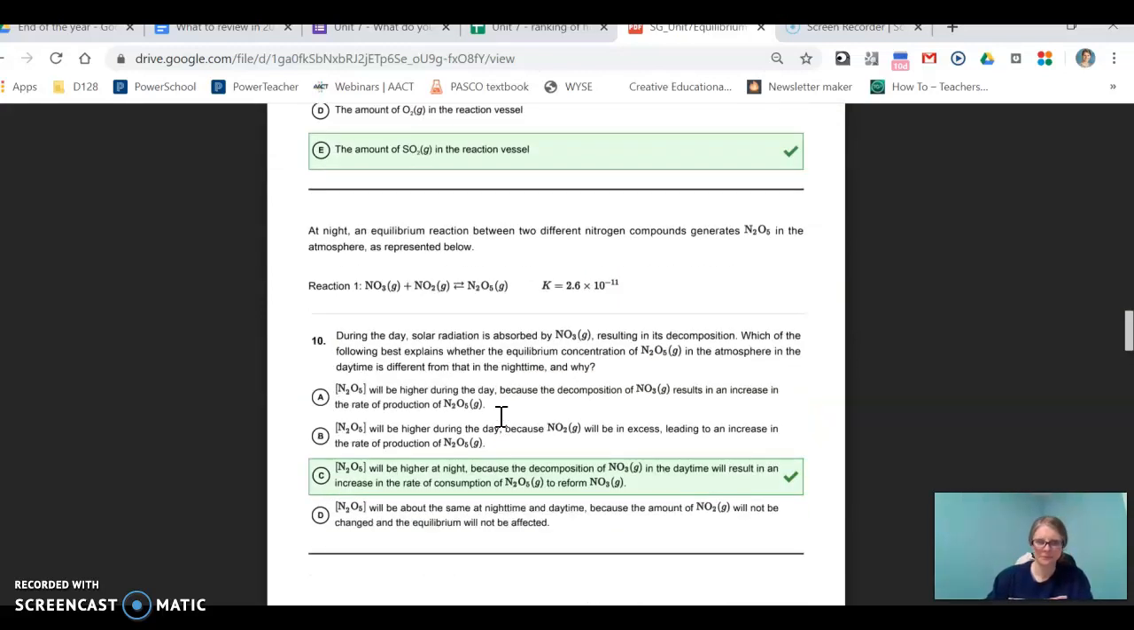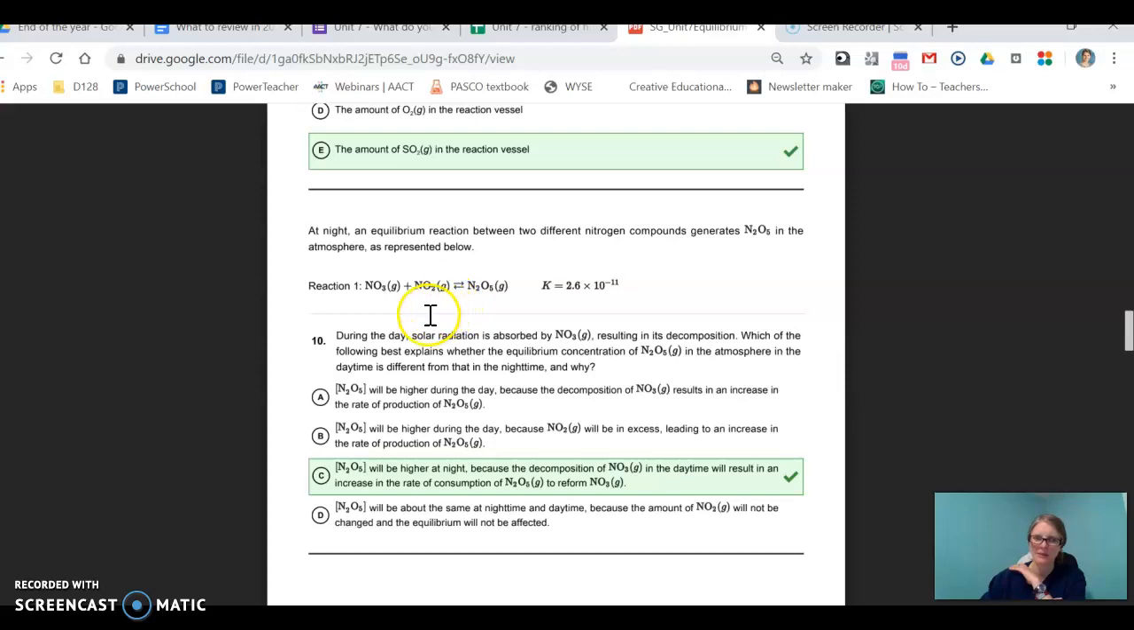Number 10. Okay, so this one here is kind of tricky. You might have to reread it. But what it says is during the day, solar radiation absorbed by NO3 results in its decomposition. So in other words, during the day, you lose NO3. This goes away. So the reaction must shift to the left towards the reactants to create more of that NO3, which means you have a low concentration of N2O5 during the day.